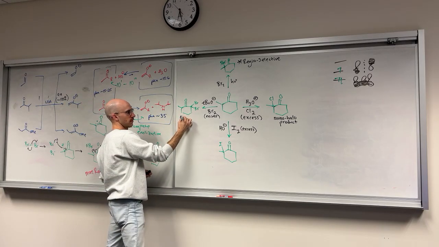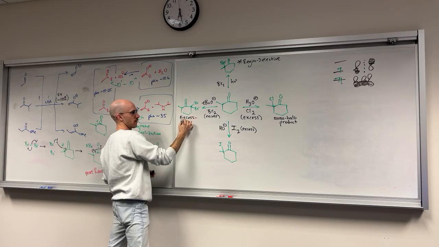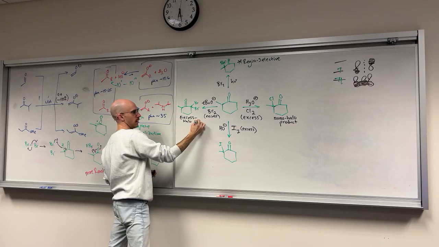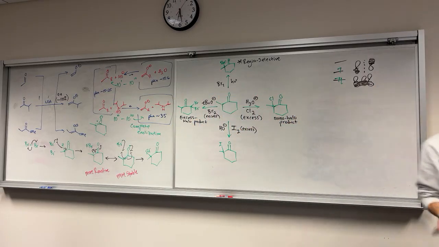Are they in excess to push equilibrium, or because otherwise you'll get different forms? They're in excess to push equilibrium, and so that they are the excess reagent, not the limiting reagent.